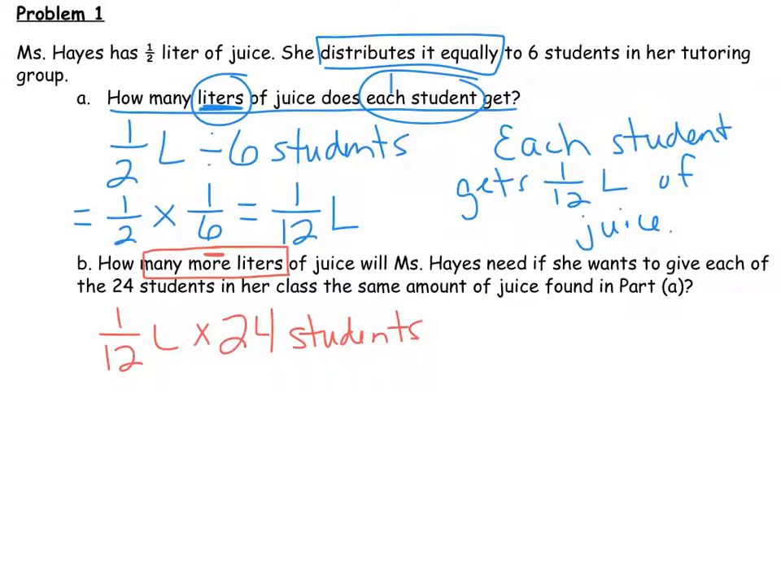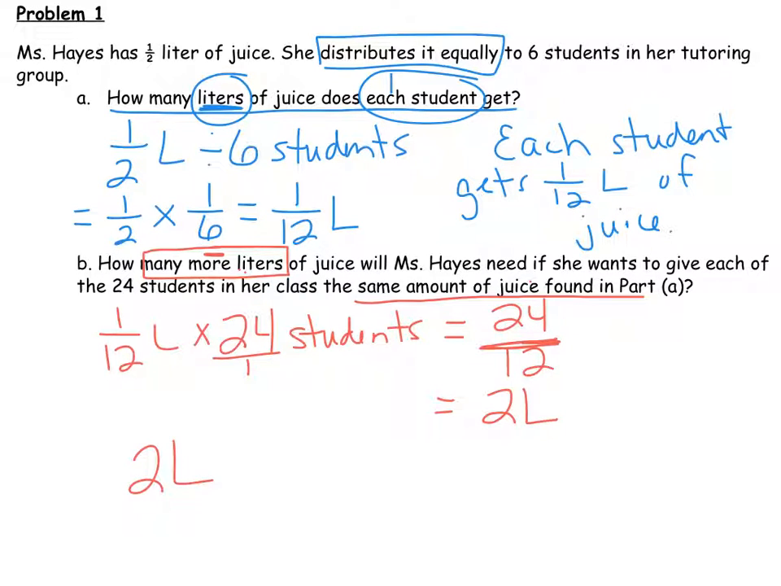All right, so that means 1 times 24 is 24. 12 times that invisible 1 is 12. 24 divided by 12 is 2. So that means it's 2 liters is how much she needs total. But I need to figure out how many more liters will she need if she had the same amount of juice found in Part A. So I'm going to take my 2 liters that she needs total, subtract how much she had originally, which was half a liter.